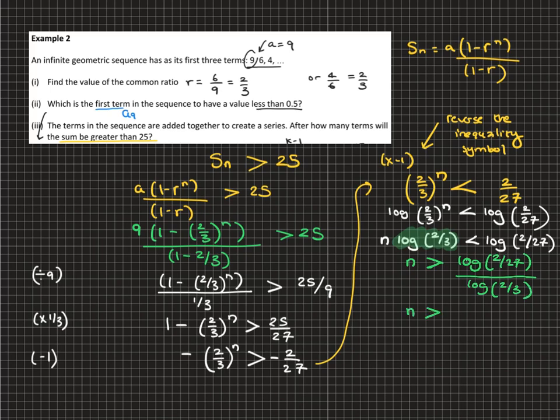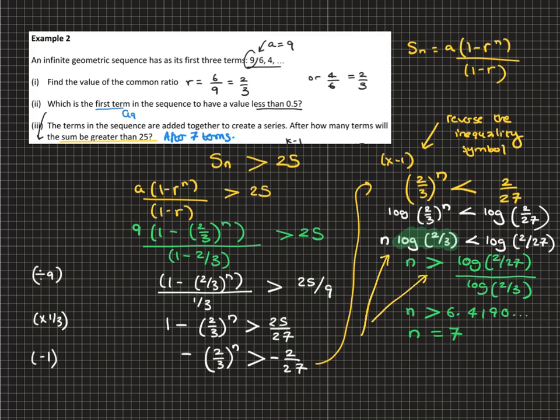So n must be greater than log of 2 over 27 divided by log of 2/3. So n must be greater than 6.4190. So n must equal 7. So after how many terms will the sum be greater than 25? Well, the answer to that is after 7 terms are added together. Now, please go back and make sure in your notes you've made a very, very clear note here as to why the inequality sign was reversed. I'm going to write it down. Please make sure you do the same as well.